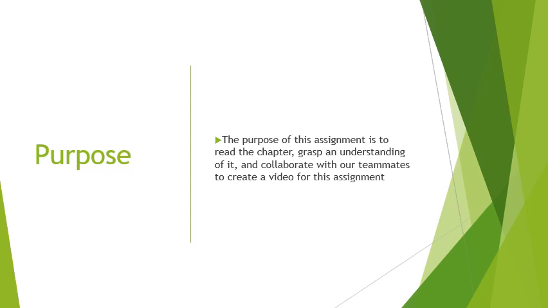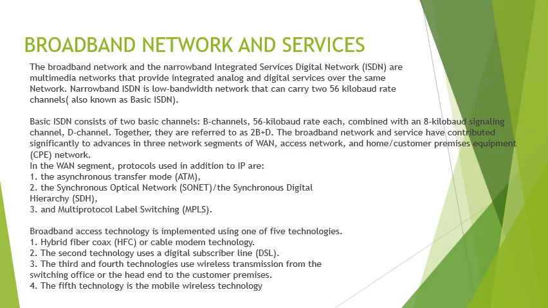to create a video. The broadband network and the narrowband integrated services digital network, ISDN, are multimedia networks that provide integrated analog and digital service over the same network. Narrowband ISDN is a low bandwidth network that can carry 56 kilobaud rate channels, also known as basic ISDN. Basic ISDN consists of two basic channels, B channels, 56 kilobaud rate each, combined with an 8 kilobaud signal channel, D channel. Together they are referred to as 2B plus D.